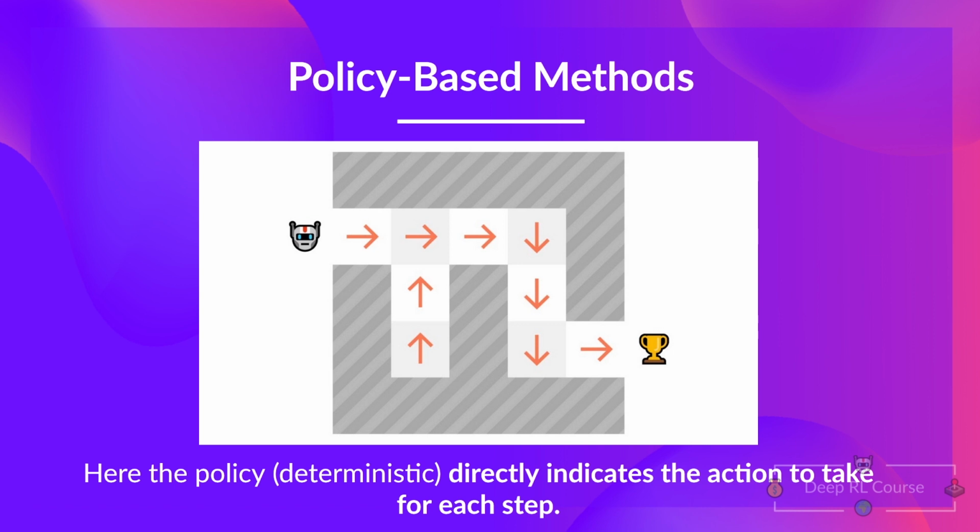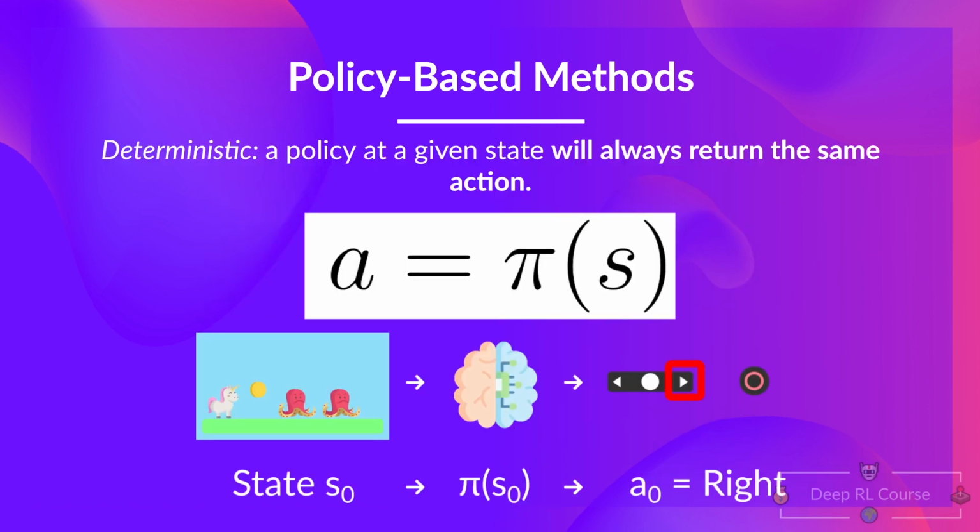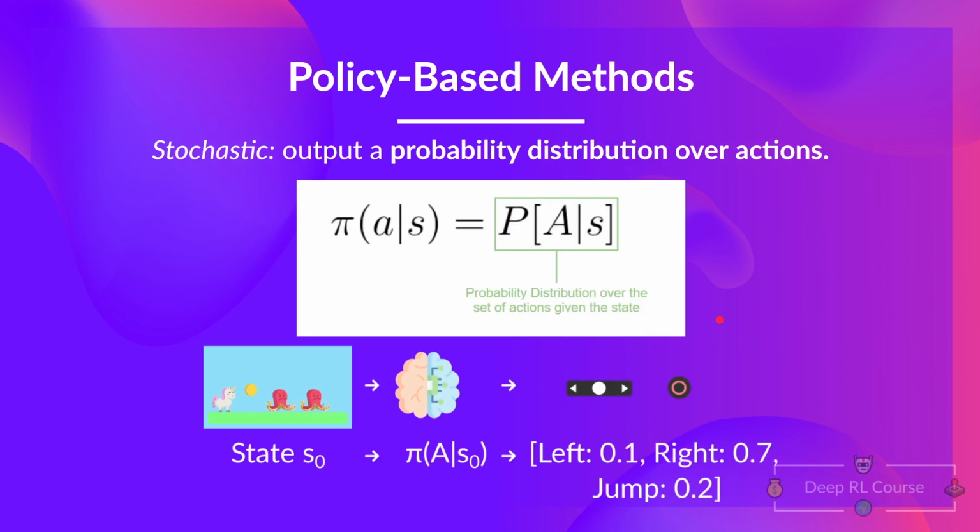So it implies that we have two types of policy. The first is deterministic, so it's what we just saw with the example. It's a policy where at a given state, it will always return the same action. For instance, what we see here is that given the state, our policy will take the action going to the right. The second type of policy is stochastic. In this case, the policy outputs a probability distribution over actions. It's what we see here in this example. We pass this state, and the stochastic policy outputs a probability distribution over actions. It means that you will not always take the same action, since there is a probability of taking each of the possible actions.